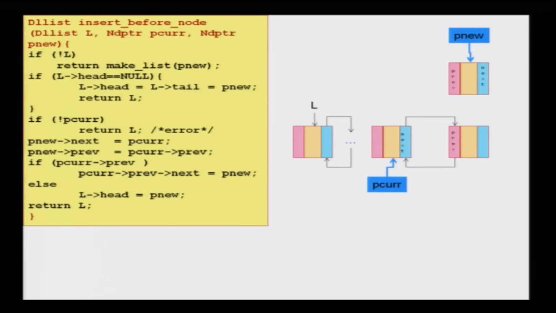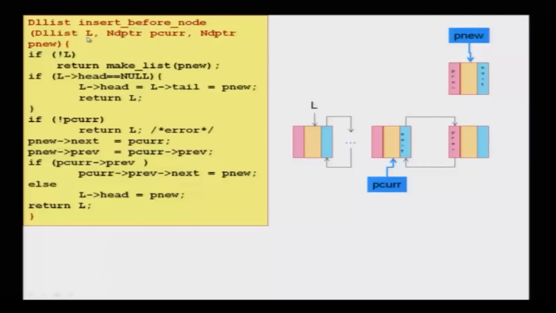Okay. So, let us look at a couple of these functions. Other functions can be written in a similar manner. So, let us take insert before node. This was a function that was not easy with the singly linked list. So, I am given a linked list L, I am given a current node P curr and a new node to insert before the current node. Okay. So, what are the things to check? If the list is empty, then insert before the current node just means that you create a new node and return the new list.